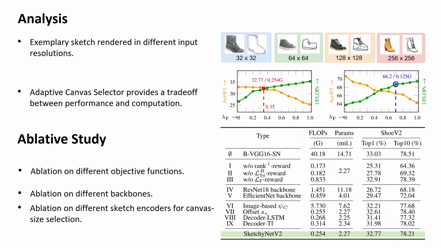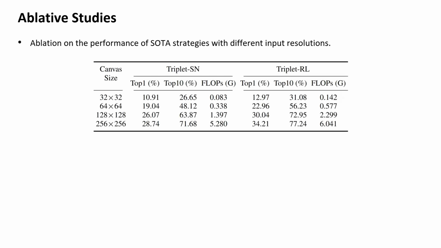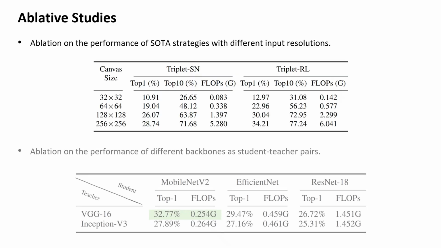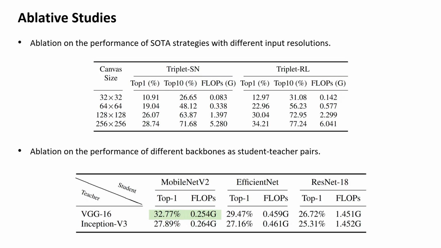Next, we ablate on different sketch encoders for SketchNet V2, including LSTM, transformers and an image-based encoder. We see our choice of encoder GRU has the least flops with on-par performance at the task level. We performed some additional studies. We compared the accuracies and flops for the state-of-the-art FGSBIR models with different canvas sizes and see a fast drop in accuracy with lowering query sketch resolution. We also performed a detailed study on the backbones and see VGG16 as teacher and MobileNet V2 as student result in both least flops and the highest accuracy.